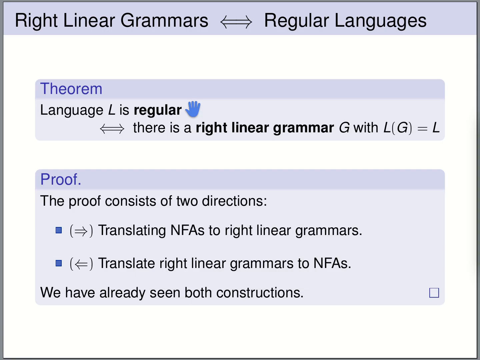Every deterministic automaton is also a non-deterministic one. We can translate non-deterministic finite automata into deterministic ones. We can translate non-deterministic finite automata into right linear grammars and back. So we can translate between each of these concepts. They are all equivalent. They all give rise to the same class of regular languages.